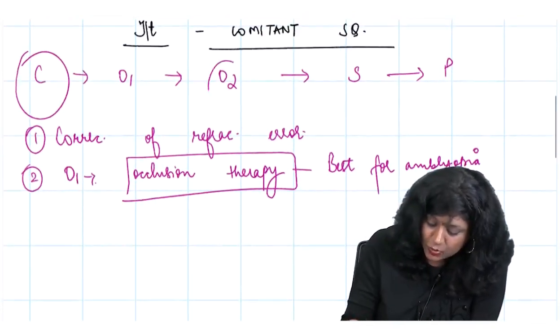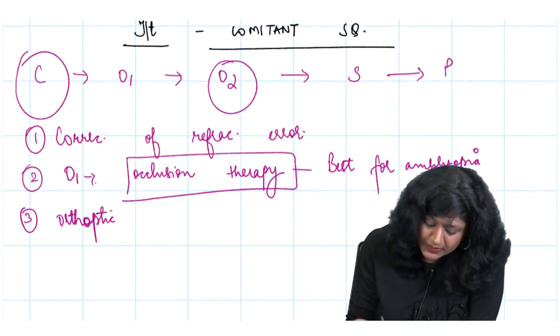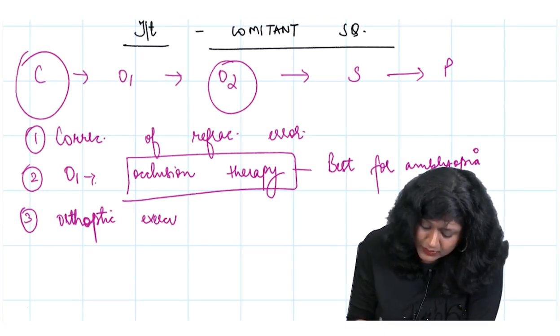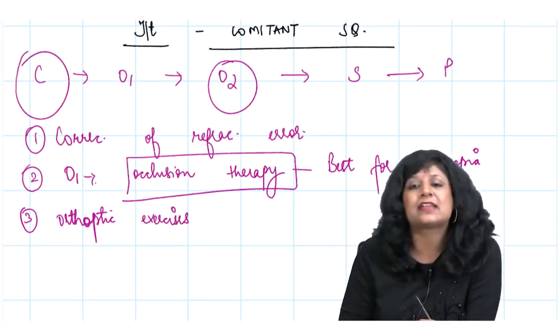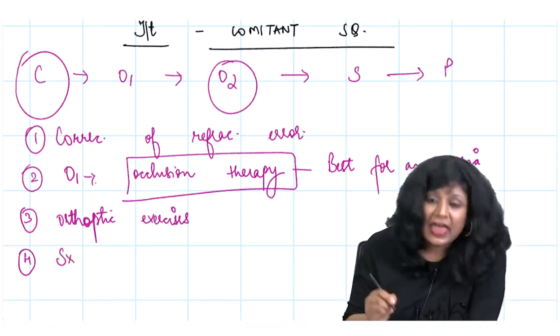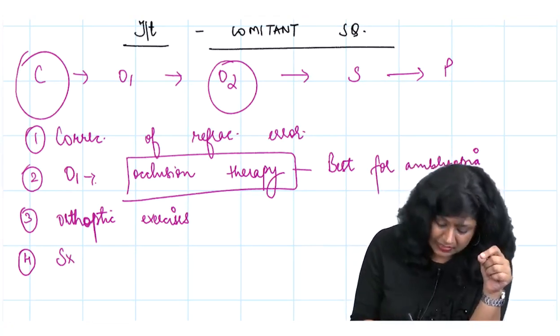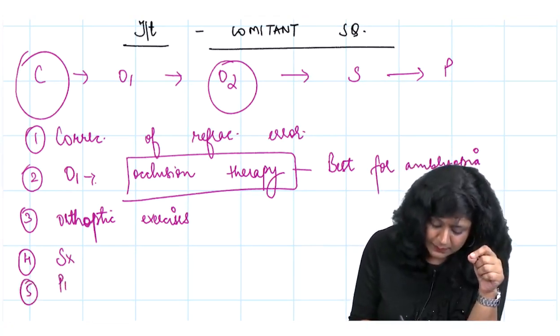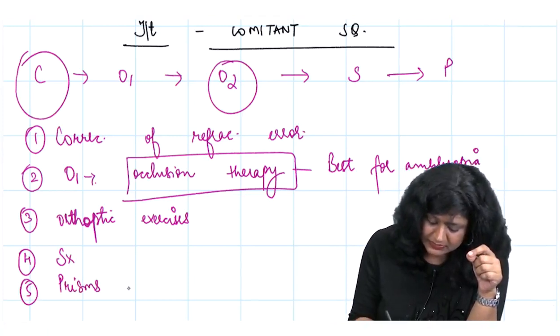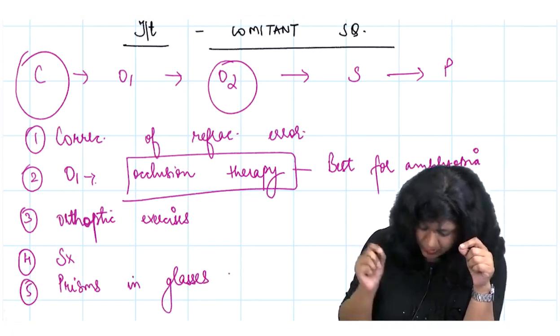Then let's see the O2. In O2 we give the orthoptic treatment, or orthoptic exercises. Then we move on to surgery. And if you have some remaining correction even after the surgery, then we go for the prisms in the glasses. Prisms in the glasses we are giving. Alright.